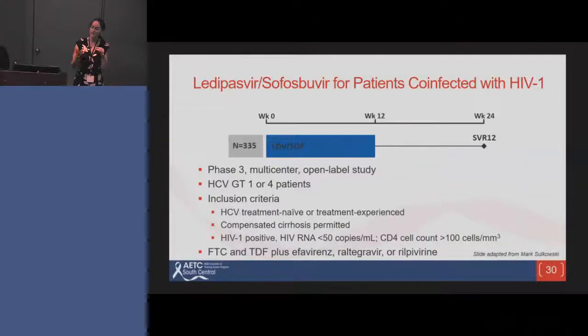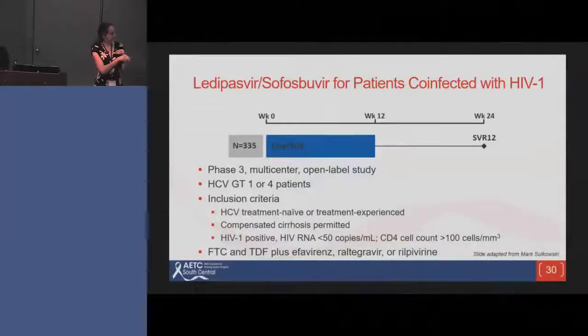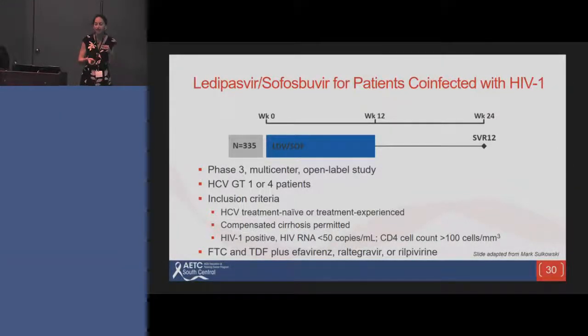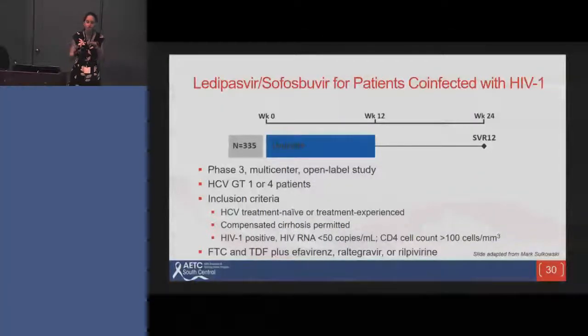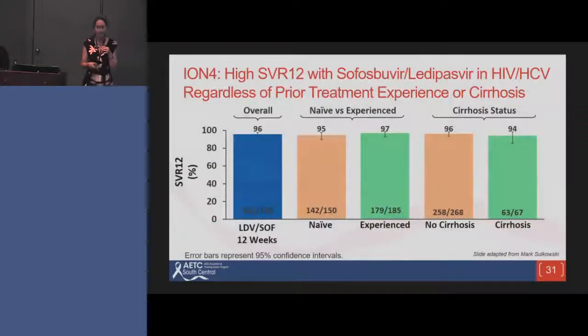So again, treatment naive, treatment experienced people were eligible. People with compensated cirrhosis were eligible to participate. They had to be virologically suppressed, HIV RNA under 50, CD4 count over 100, so pretty modest CD4 requirements. They didn't really require a whopping immune system. And all of the patients were on tenofovir and emtricitabine plus either efavirenz, raltegravir, or rilpivirine. So pretty open criteria. And you can see overall the response rates were, again, beautiful, 94 to 100%.